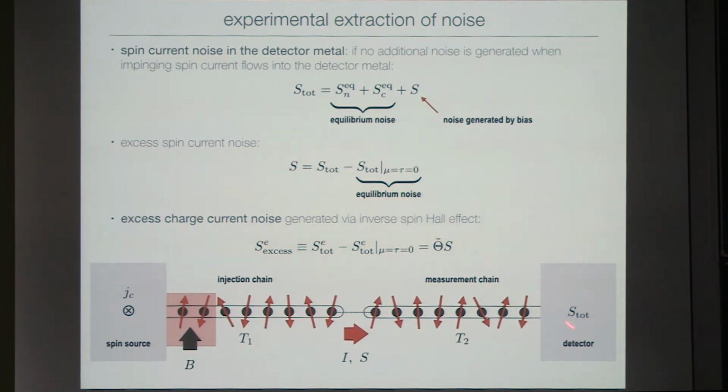And so if one measures the total noise first in the presence of the bias, and then you turn off the bias and measure the noise again and take the difference between the two, one should be able to quantify the excess noise, which is exactly the noise that we computed here at the coupling site. And it's reasonable to assume that the noise will just convert into electrical noise in a proportional way. So I just write the excess noise that one sees electrically to be some constant theta tilde times the excess noise at the tunneling site.